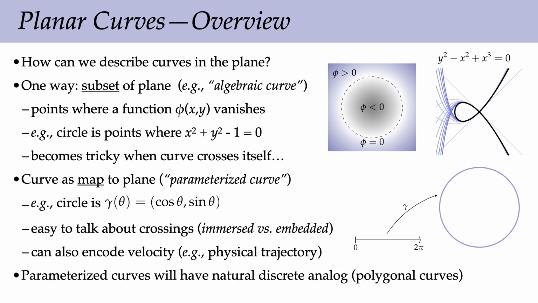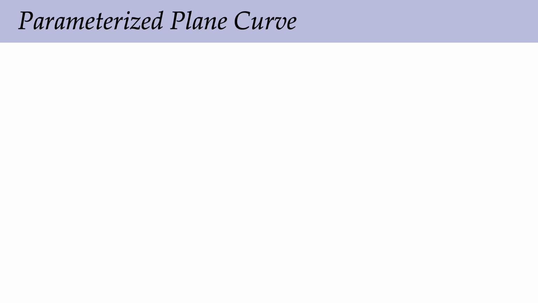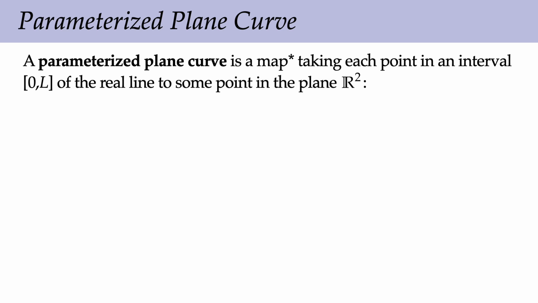Maybe most important for this course is that parameterized curves have a natural discrete analog that actually we're going to see in the next lecture, that we can work with polygonal curves as a discrete version of parameterized curves, and a lot of the things that we want to say about the differential geometry of smooth curves very naturally translate into this setting.